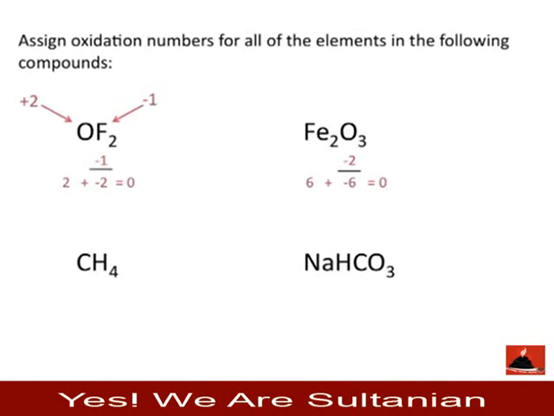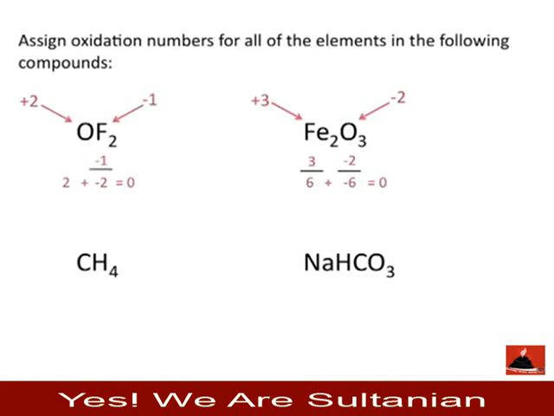Now looking at this compound, we have 2 iron atoms. This means that the oxidation state on each iron atom must be +3. So +3 times 2, which is the subscript on iron, gives us +6. And +6 plus the -6, which is the sum of the oxidation numbers on the oxygen, equals 0. So in this case, oxygen has an oxidation state of -2, and iron has an oxidation state of +3.